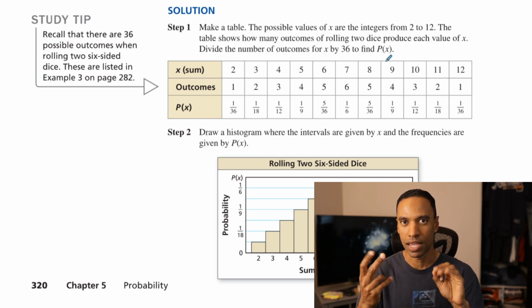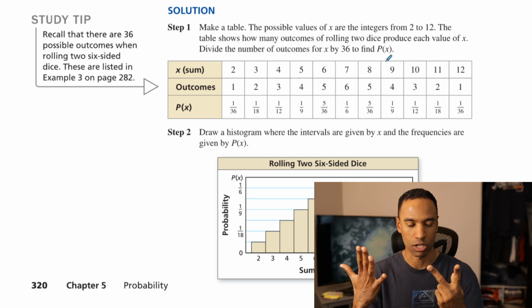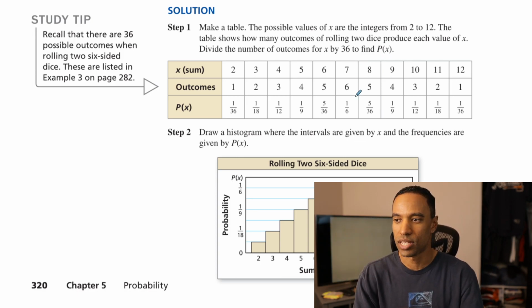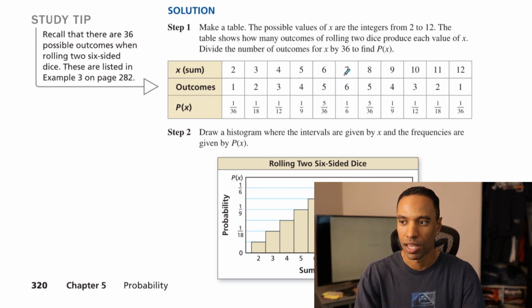A 4 and a 3, a 2 and a 5, 5 and 2, I can't do my numbers right, a 1 and 6, or a 6 and 1. So there's 6 different ways that you can roll a 7 as a sum, which is the most likely outcome, the most likely thing occurring. And it goes up to that, and it goes up to that.